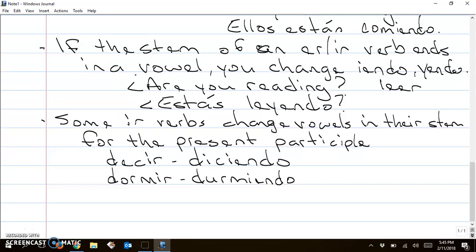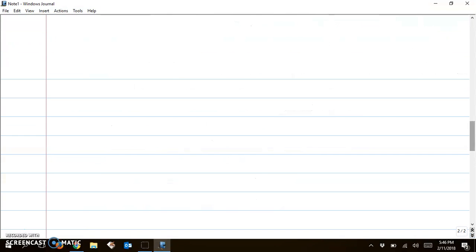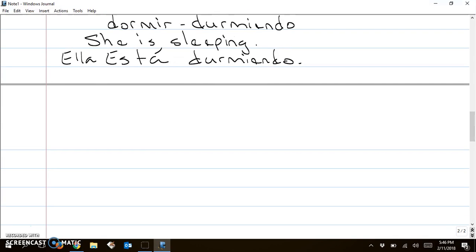So she is sleeping. Let's do the ella first. Ella está durmiendo. She is sleeping. The third digit of your code, and I'm not sure if I've given you this yet, but it is the third digit, should be a 3. Let me add a new page. We'll scroll up a little bit.